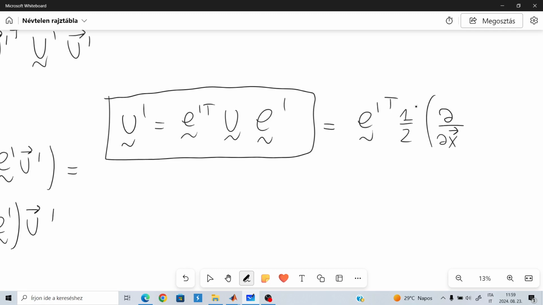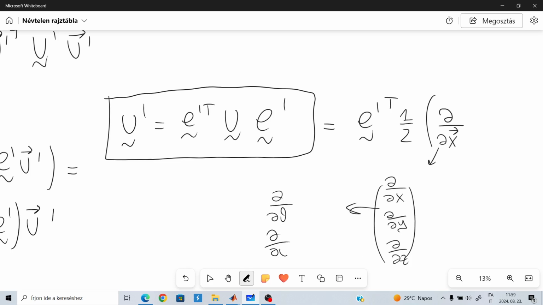Remember that U tilde is equal to the derivative with respect to this vector x. So this is really the gradient d over dx, d over dy, d over dz, written as a column vector. But we have to be careful because we have to rewrite this in terms of the variables. Partial derivatives with respect to theta, partial derivatives with respect to phi, and also the partial derivative with respect to r.